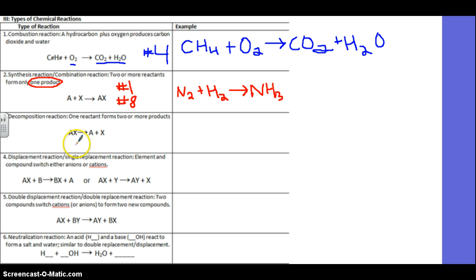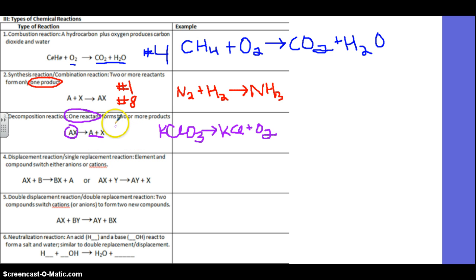Moving on to decomposition. One reactant, circle that part, that's important. One reactant forms 2 or more products. To decompose means to break down or to rot. So if I look at a reaction and I see there's only one reactant and I have more than one product, that is decomposition. An example, potassium chlorate, KClO3, decomposes to form potassium chloride, KCl, and oxygen gas. So, pause the video, look for an example of this, and unpause when you're ready.